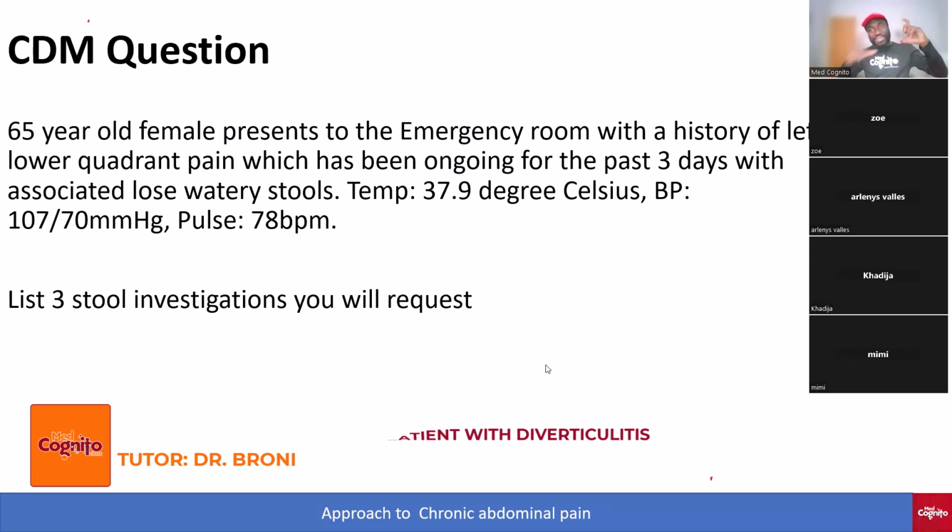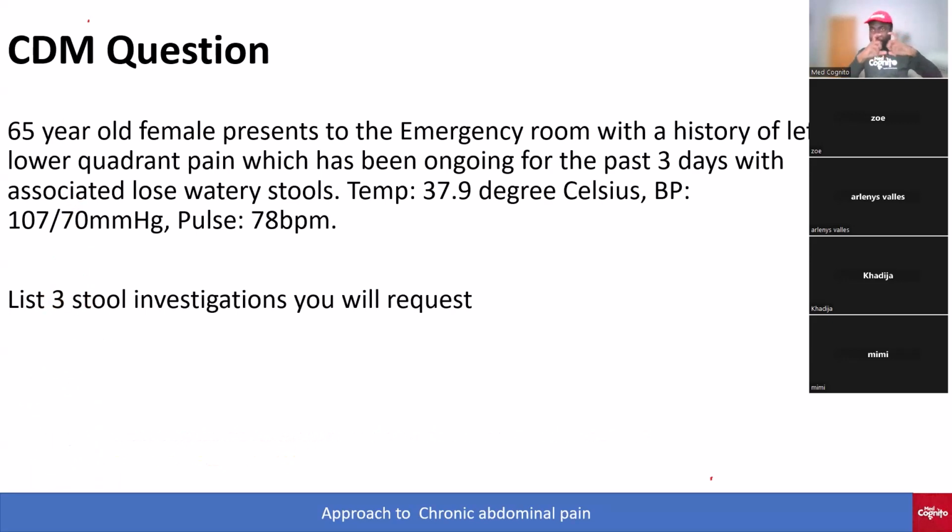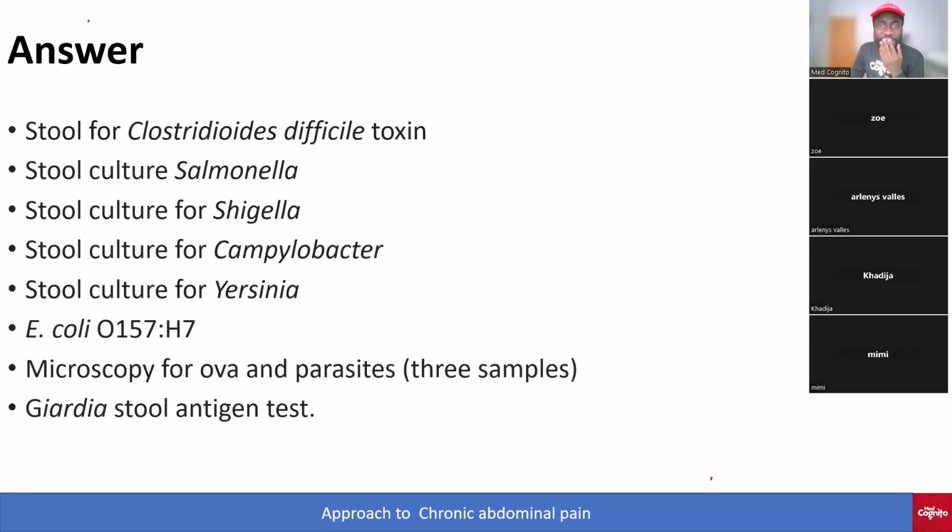So, diverticulitis with diarrhea. Patient presents with diverticulitis and diarrhea. What other investigations will you do? Number one, you want to do stool for Clostridium difficile. You want to rule out Clostridium difficile infection. You also want to rule out Salmonella infection. You want to rule out Shigella. You also want to rule out Campylobacter and Yersinia. And more importantly, you also want to rule out E. coli 0157H7 infection, right? Because that can lead to very bad hemolytic uremic syndrome.